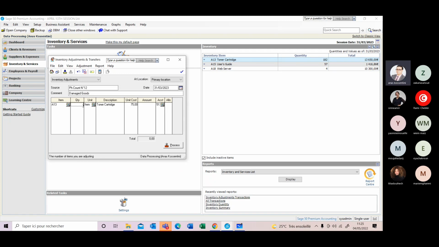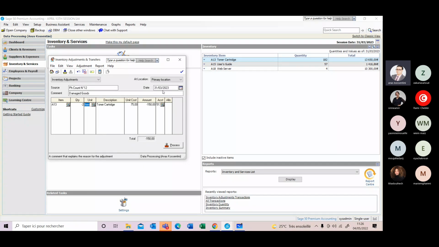So we'll talk about it. So in the quantity, what is the quantity missing? So if the physical count is informing about 180 and in the books is 182, what is the quantity missing of A13? It's 2 units, right? So in this quantity, you have to put -2. I said that -2 to inform that the problem of this inventory adjustment is that we're missing 2 units. Okay. And before that, you click on process and you record this adjustment at March 31st.